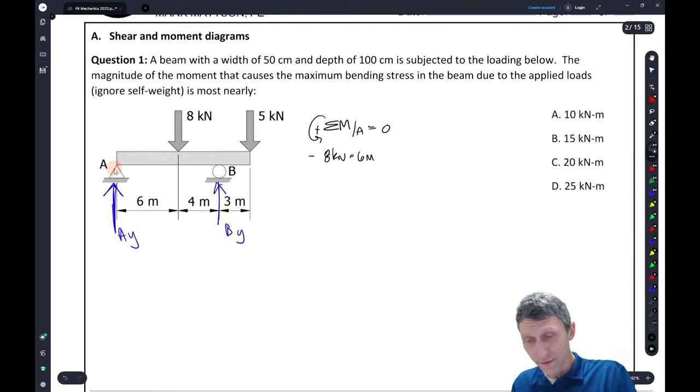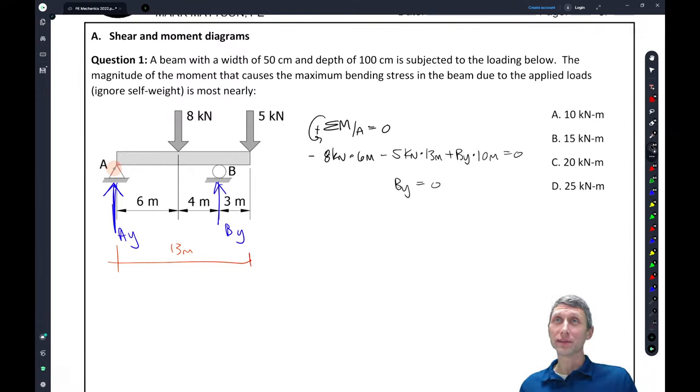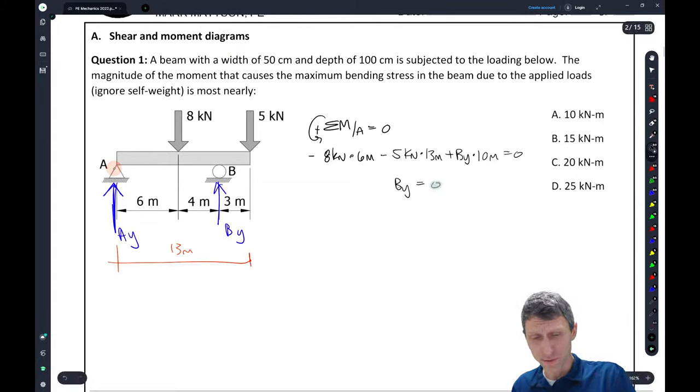So we're going to start with negative, and the 5 kilonewtons is the same thing, that's also going to be negative. So 5 kilonewtons times the total distance, well, 6 and 4 and 3 is going to be 13 meters. So 5 times 13 meters, and then we're going to add B times, well, 6 and 4 is going to be 10 meters. All that has to equal 0. And we can plug that into our calculator. What do we get? 8 times 6 plus 5 times 13, and I'm going to divide that by 10 to get 11.3. I just wrote 0 for some reason, but it's 11.3 kilonewtons.